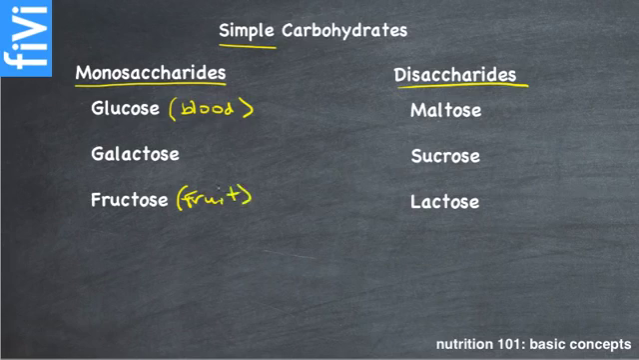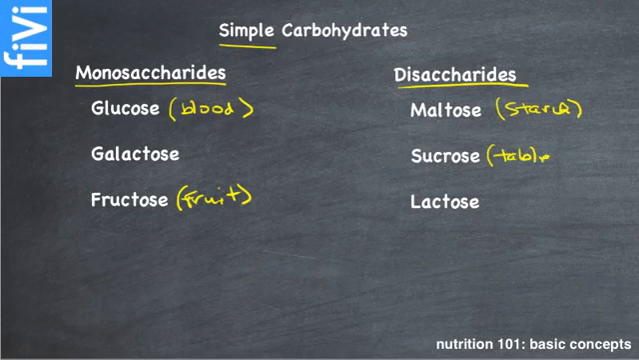Over on the disaccharides, you've got maltose, which is essentially the sugar that is created when we break down starch. So if you eat something with starch, which is the energy source of plants, the saliva in your mouth will actually convert that into maltose. Sucrose is essentially table sugar.